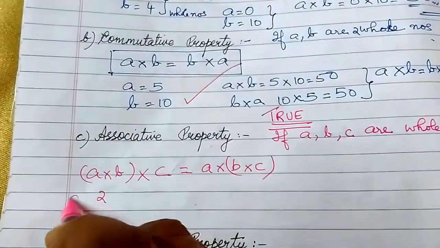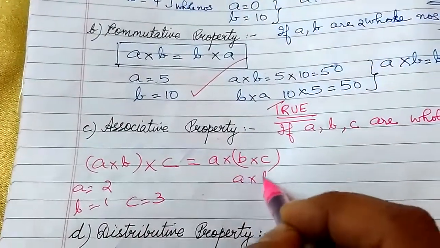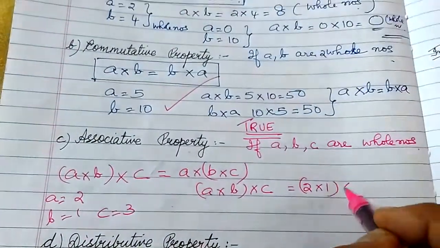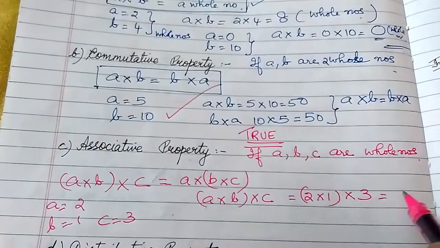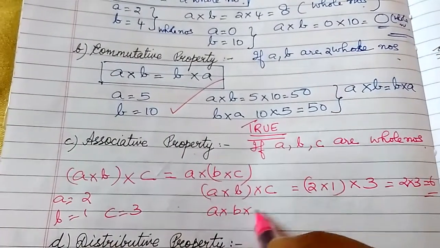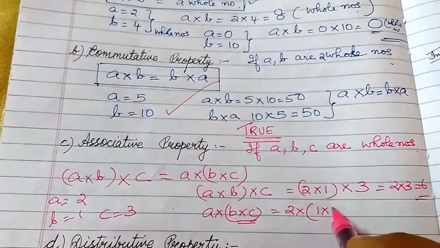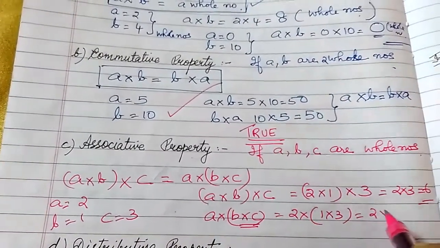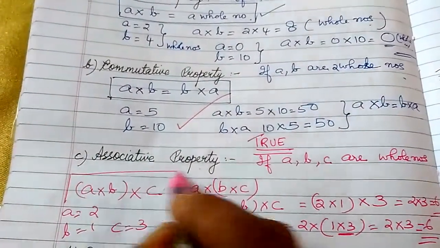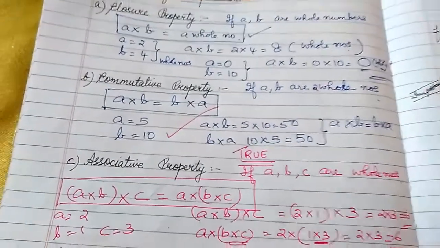So a is equal to 2, b is equal to 1 and c is equal to 3. What is a into b into c? That is 2 into 1 within bracket, into 3. 2 into 1 is 2, 2 into 3 is 6. Now the other way: first you do this one, that is 2 into bracket 1 into 3. What is 1 into 3? That is 3. So 2 into 3 is 6. So this is the associative property, if a, b, c are whole numbers.